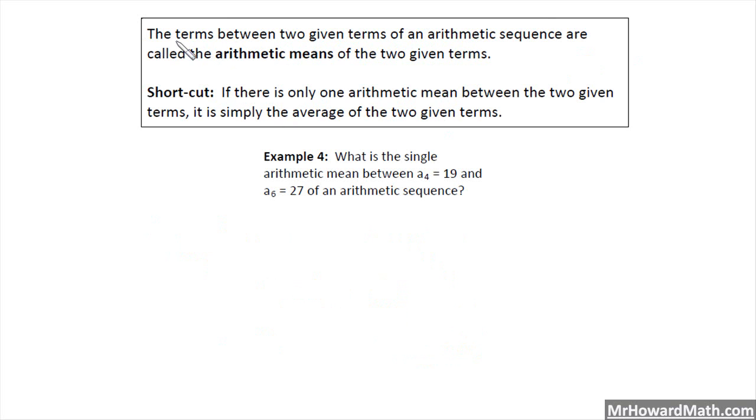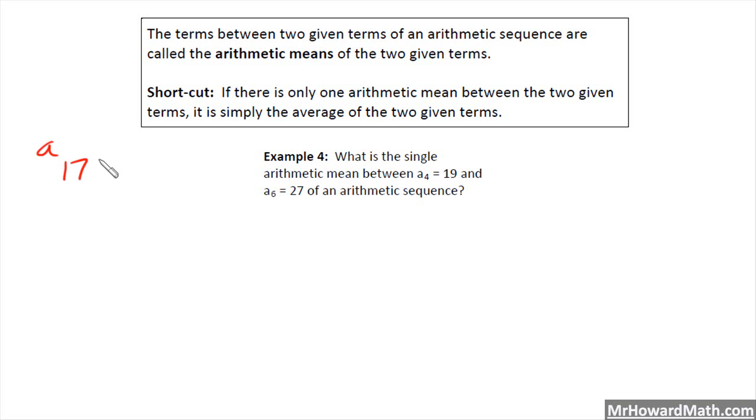Okay, next section. The terms between two given terms of an arithmetic sequence are called the arithmetic means of the two given terms. If there are 3 terms between, then you can have 3 arithmetic means between them. So just be careful. This can be a little confusing. It doesn't just mean if you're working with, say, a sub 17 and a sub 19, and a sub 18 is the one between them. It doesn't necessarily mean that, and we'll see that later in this example.